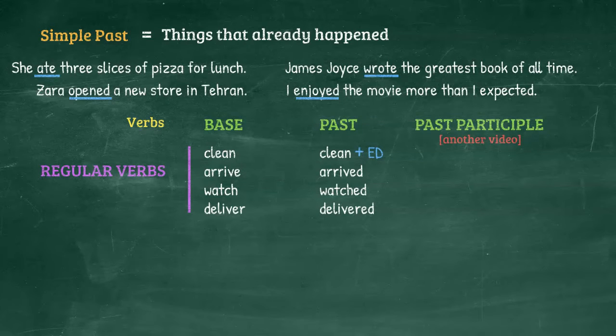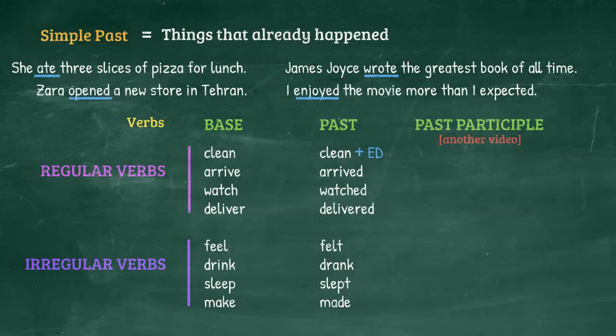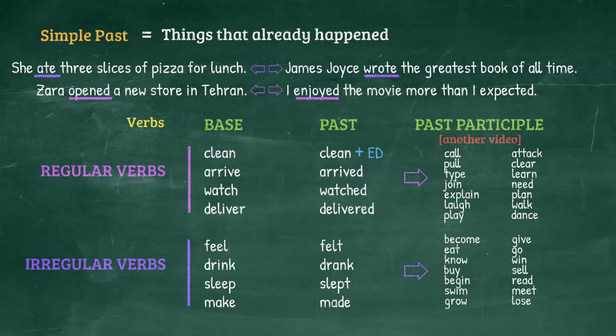The problem is that we cannot do this to all verbs. Some verbs change completely when we put them into the past tense. For instance, feel becomes felt in the past. Drink becomes drank. Sleep becomes slept. Make becomes made, and so on. These types of verbs are called irregular verbs. So if we look at our sample sentence at the top here, we can see that some of the verbs are regular and some are irregular. Ate and wrote are irregular, while opened and enjoyed are regular. Here's a list of some of the more popular verbs and what they look like in the past tense.